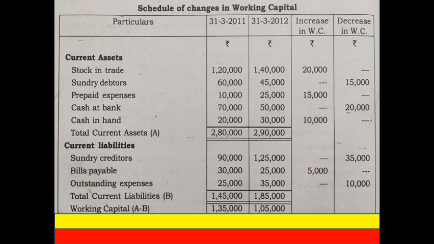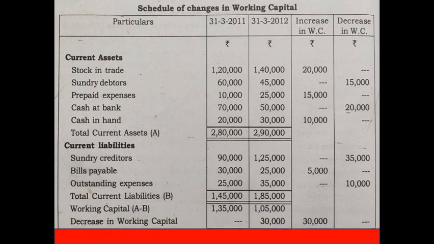And if you go through the amounts, you can see that there is a decrease in working capital, because at the beginning of the year the working capital was 1,35,000, but by the end of the second year that amount of working capital was 1,05,000. So there is a decrease in the working capital of the concern. And how are you going to represent that amount? This is how you have to solve.